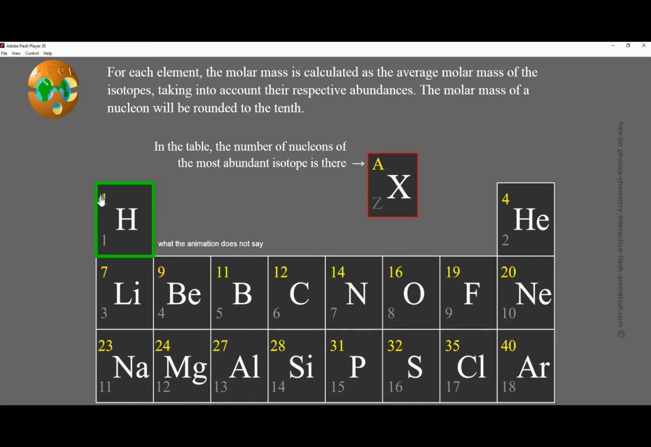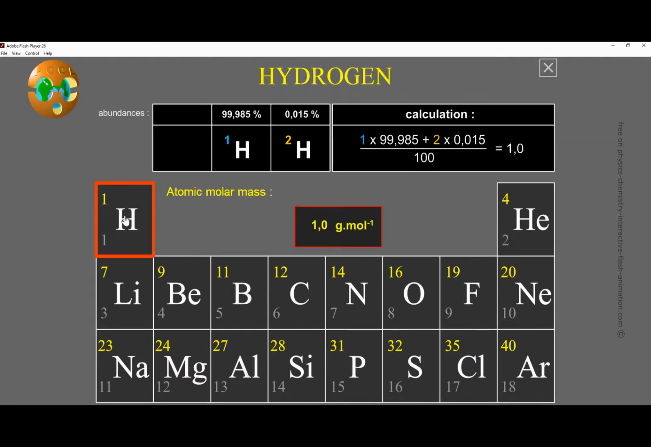So what they've shown here is the most common isotope. And if I click on here, then you will see how the calculation is done. So 99.985% appears as the protium isotope, 0.015 appears as the deuterium isotope. They don't actually show the tritium isotope because that's such a tiny amount. And if we calculate to 1 decimal place, we take the percentage and the protium isotope mass and add it to the percentage of the deuterium isotope mass, and you will get an answer much closer to 1, of course, because most of it is 1.